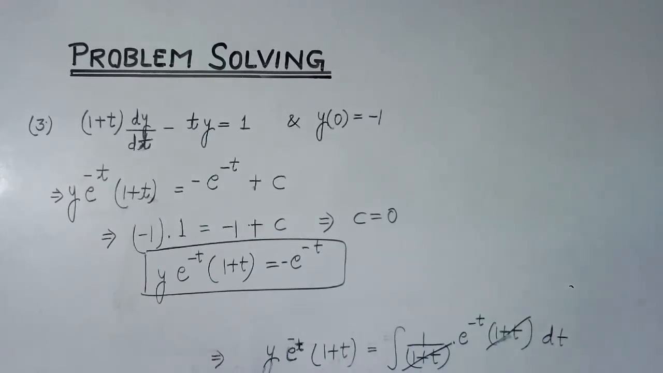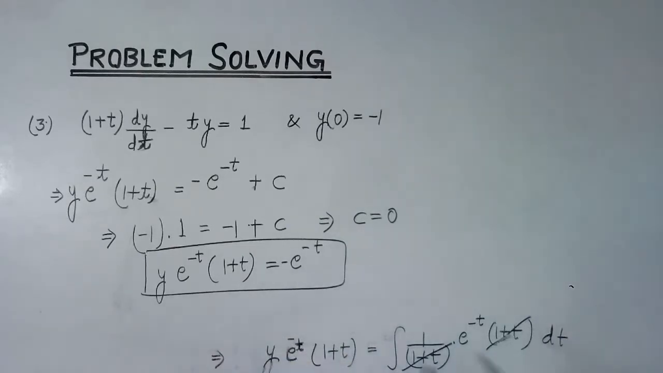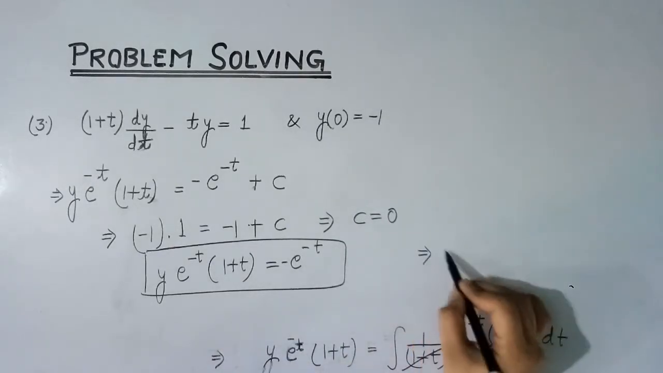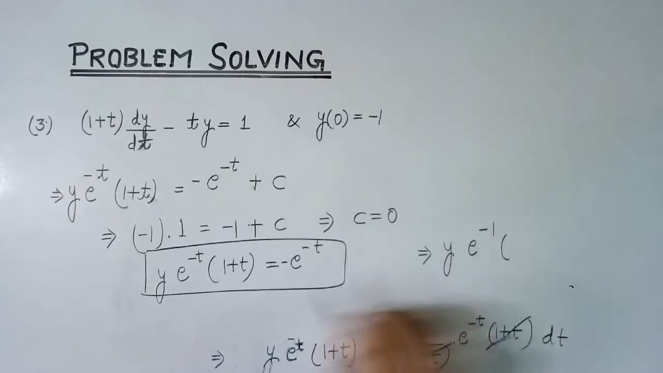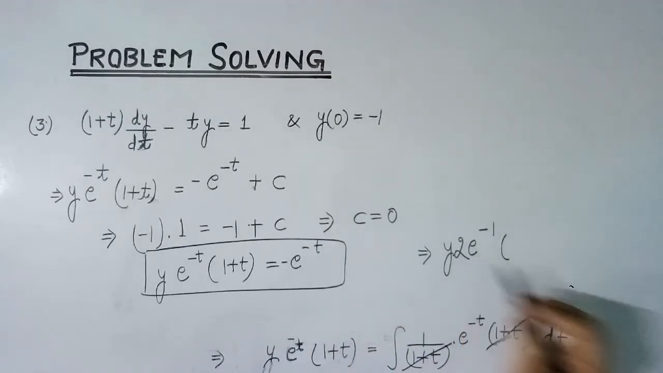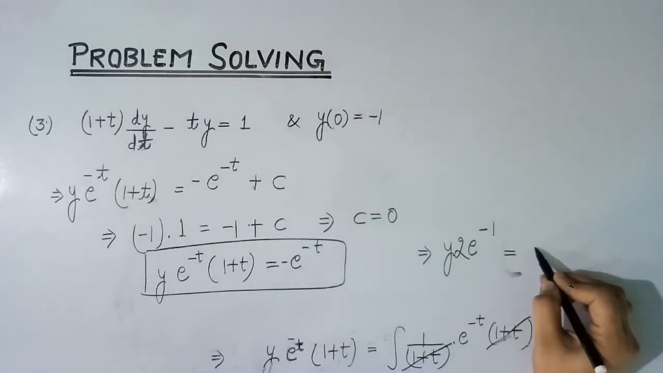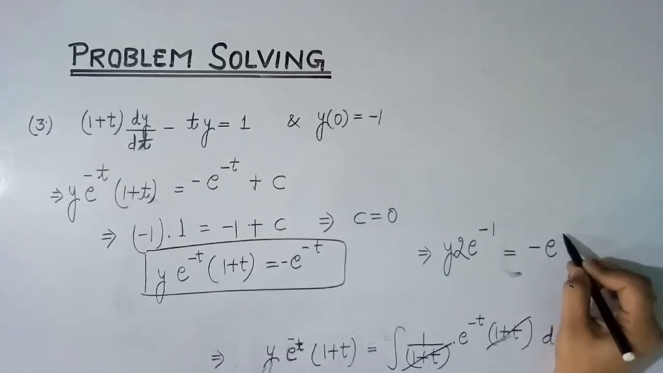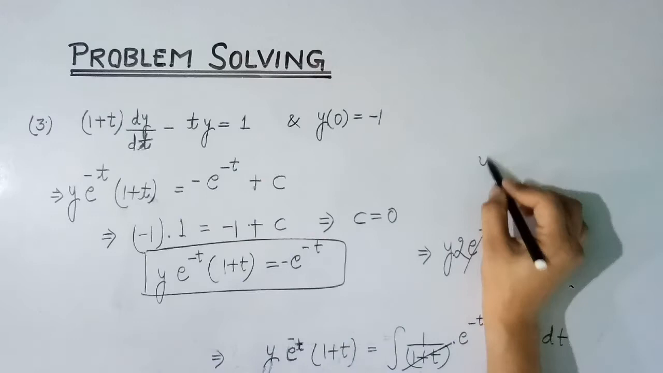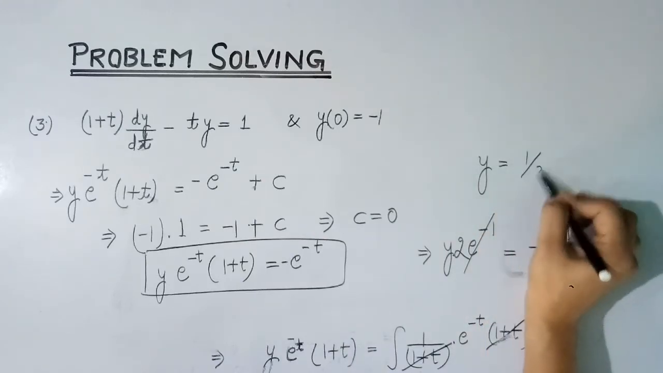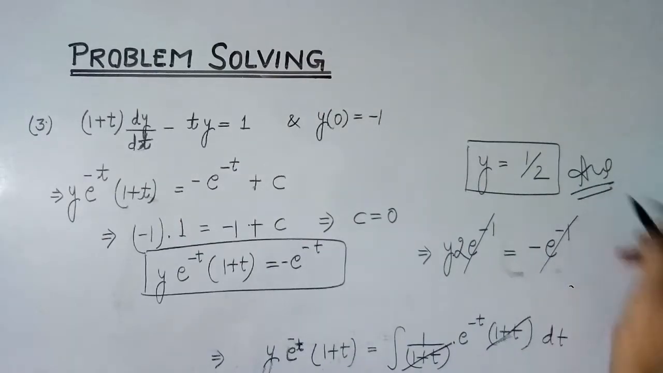Now we can find the value of y1. So on putting the value t equal to 1, we will get the value of y. One plus 1, 2. So remove this. This will be cancelled and y will be equal to 1 upon 2. This is the answer.